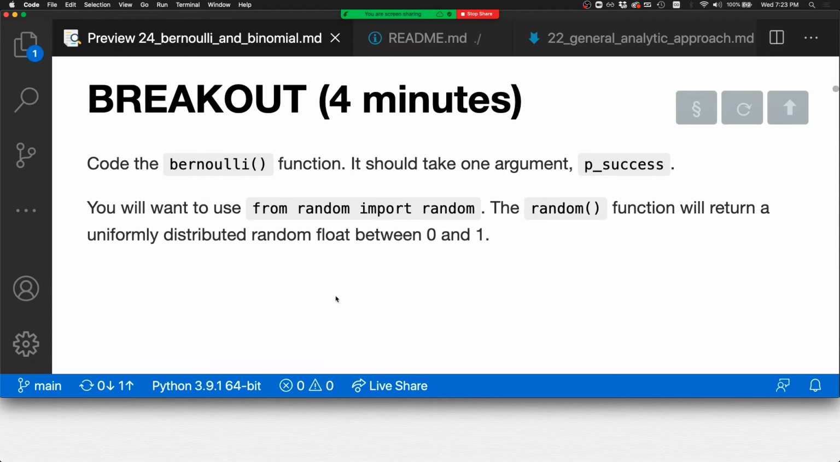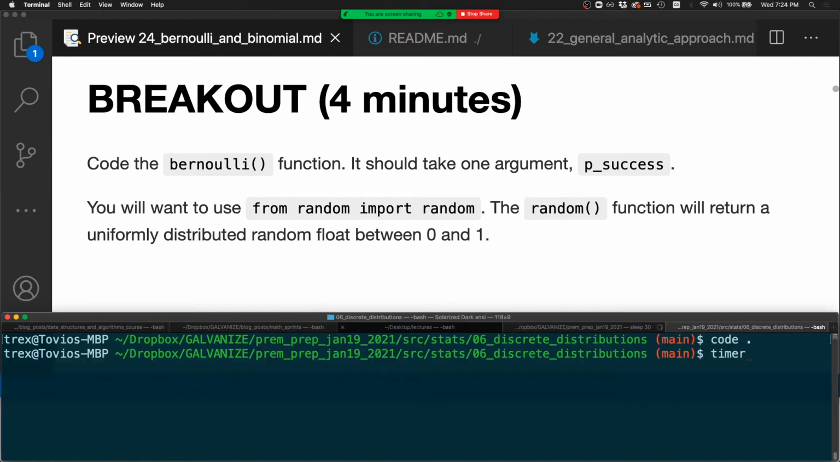Okay. So I'm going to have you code a Bernoulli function. And that function should take one argument, probability of success. You'll want to use this function from random import random. What that does is it returns a uniformly distributed random float between 0 and 1. Okay? So you're going to have a little bit of control flow in this. There's no for loop, nothing like that. You're going to draw from random and then decide whether to return 1 for success or 0 for failure. So let's put 4 minutes on the clock for that. And yeah, go for it.